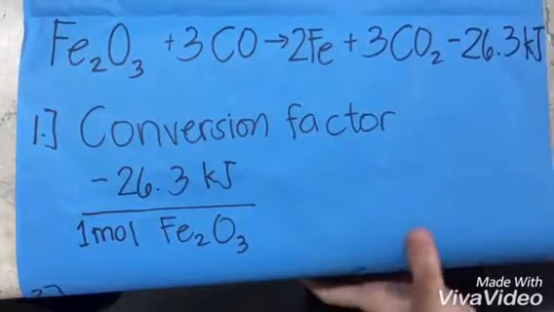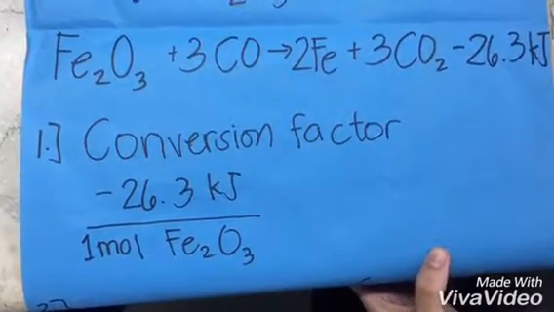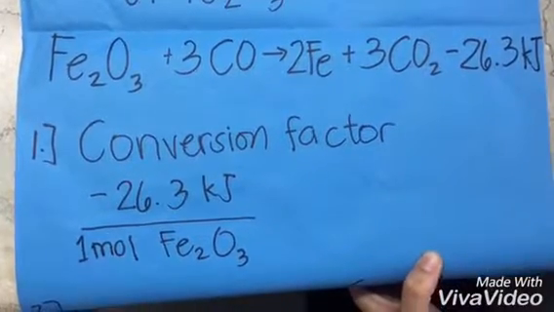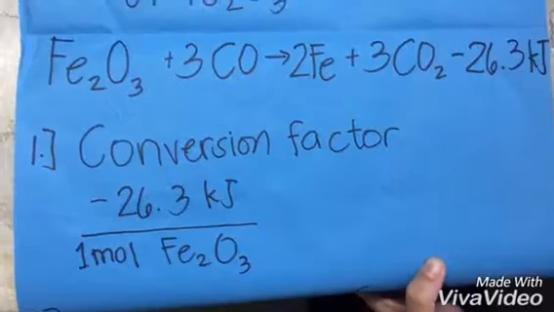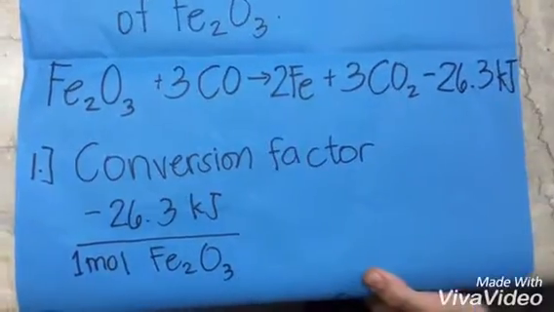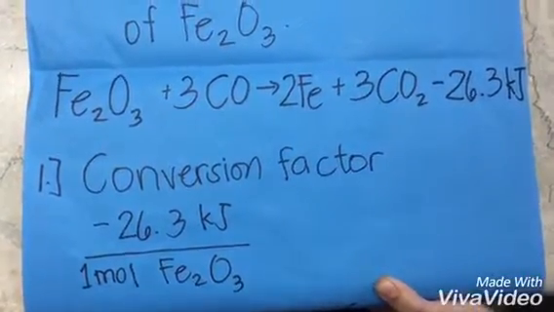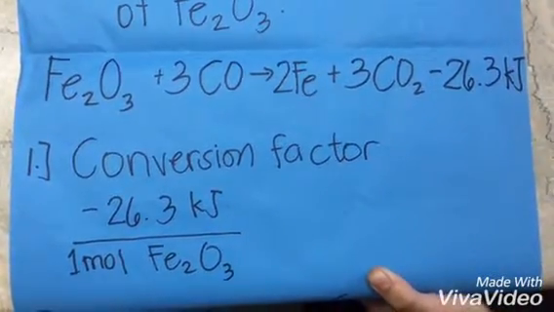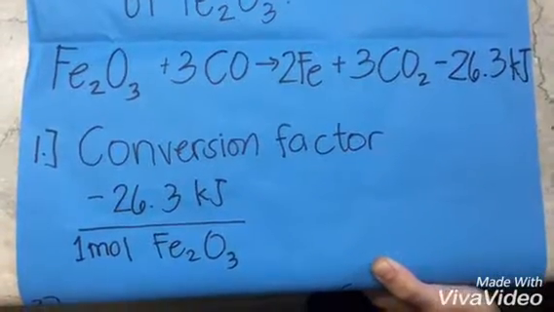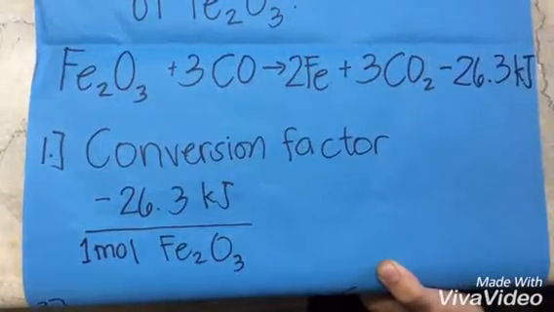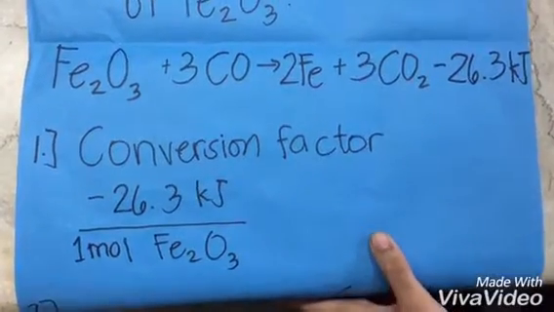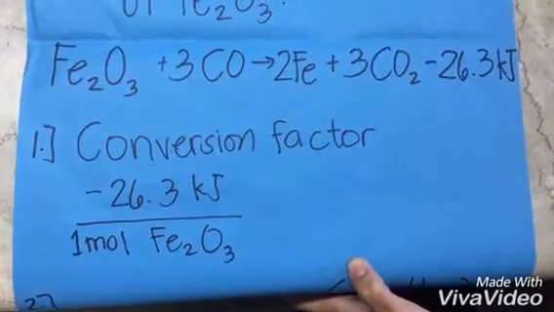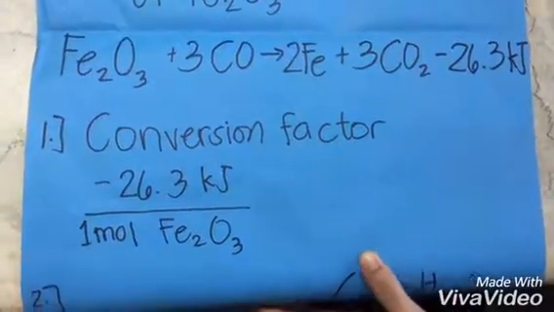Based on the problem, we are going to get the amount of heat required to decompose 4 moles of iron oxide. And since we are looking for the iron oxide, we are going to get the proportion or the ratio. We should ask ourselves first, how much heat is released by 1 mole of iron oxide?